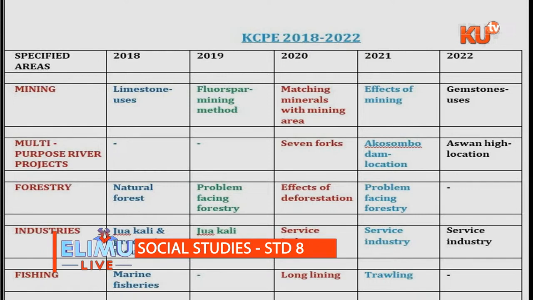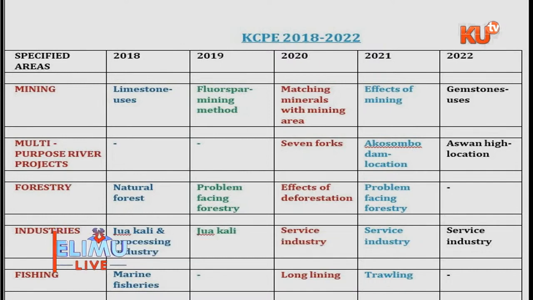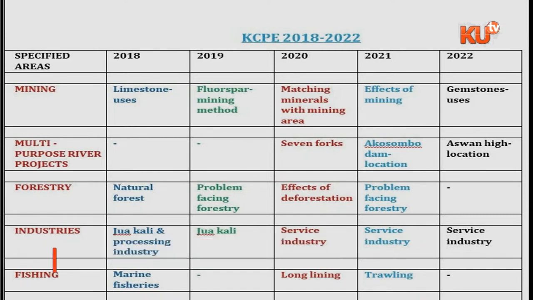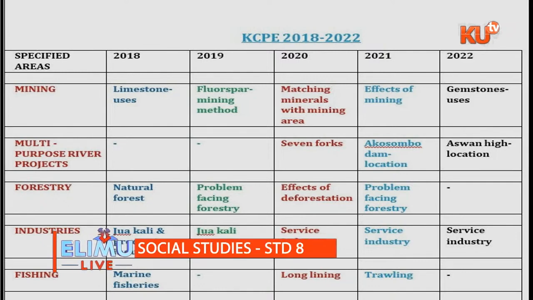Then in 2019, and you can see from 2018 to 2022, mining was set all through. I will give you a summary at the end after we are done with that. If you look at multipurpose river projects, 2018, that question was not set. 2019, it was not set. And remember, 2022, it is talking about Aswan High Dam. And we have looked at the previous years where we said in 2014, Aswan High Dam was set. 2016, Aswan High Dam was set. 2022, Aswan High Dam was set. What about 2023? That one you will revise with your teachers in your classes.